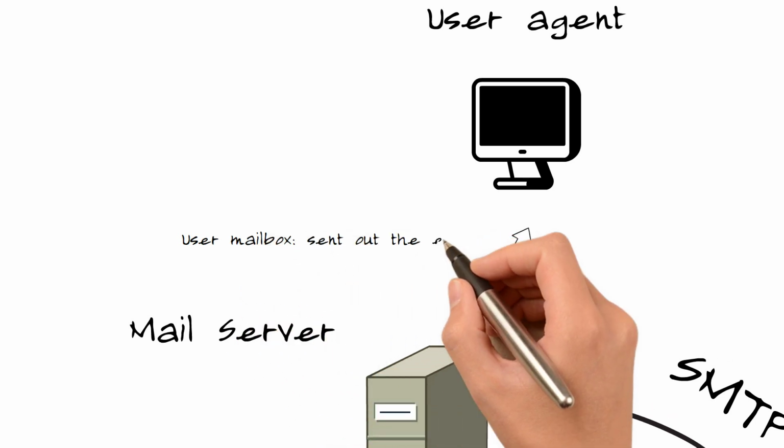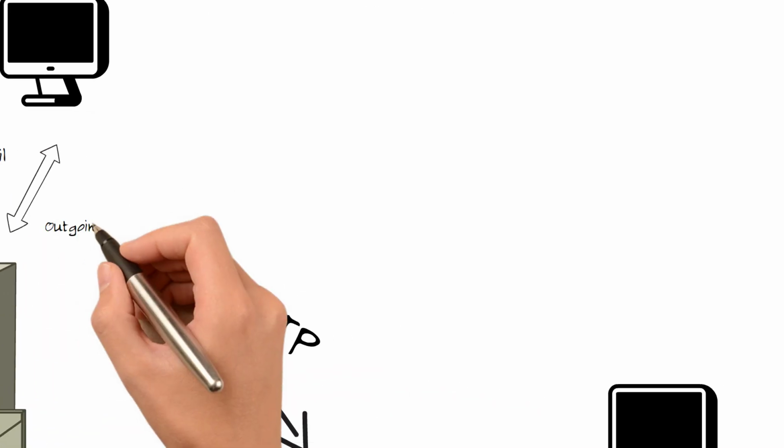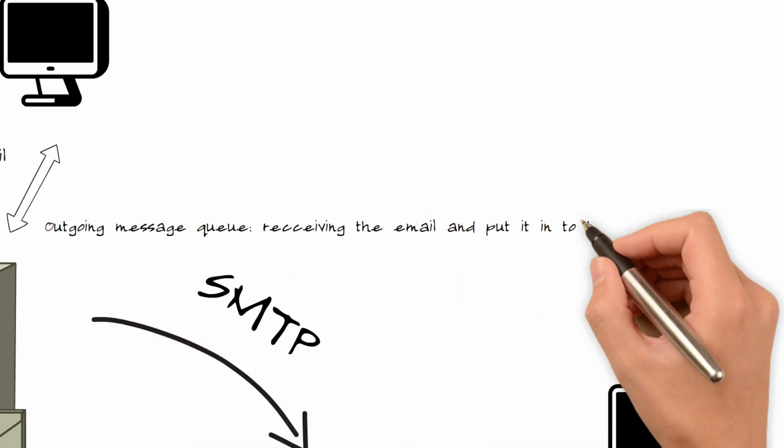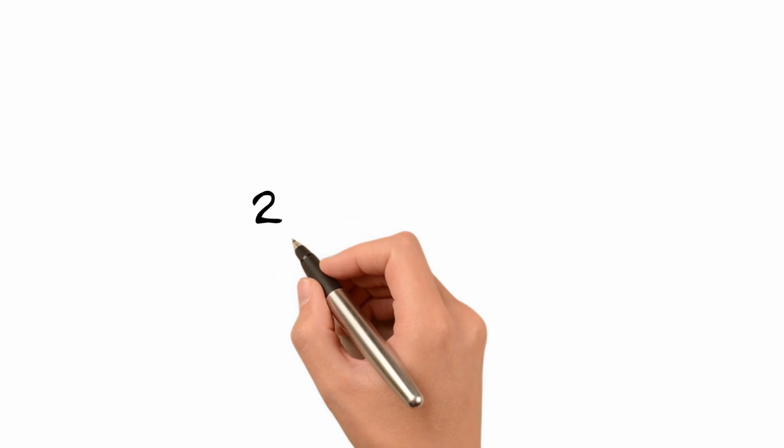Let's closely look at the user mailbox. It sends out the messages. What's more, the outgoing message queue receives the email and puts it into the waiting queue. And the second part is about SMTP.